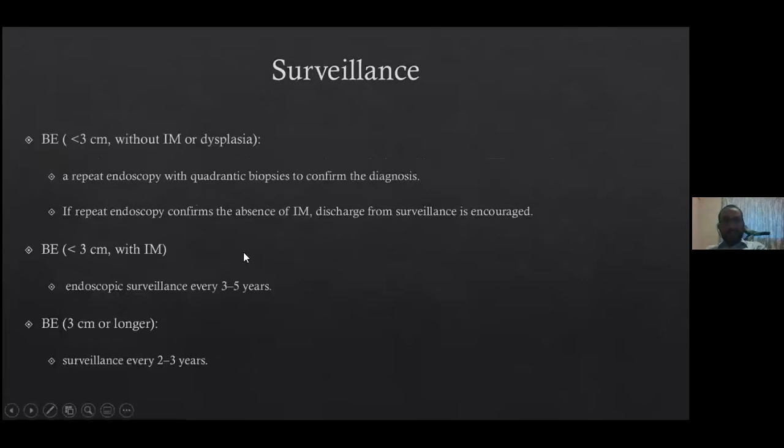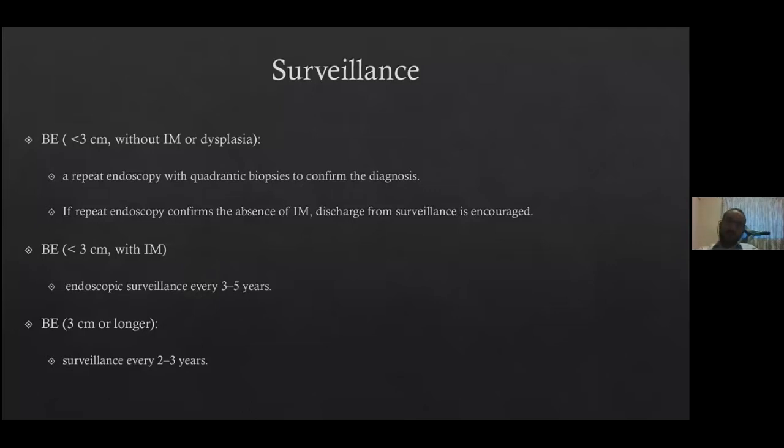To simplify the surveillance of Barrett esophagus, you look at the length and whether there is dysplasia or no dysplasia. First, Barrett esophagus with less than one centimeter without dysplasia: repeat endoscopy with quadrant biopsy to confirm the diagnosis. If repeat endoscopy confirms absence of intestinal metaplasia or dysplasia, discharge from surveillance is encouraged.